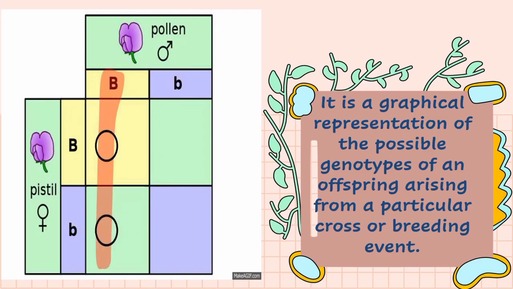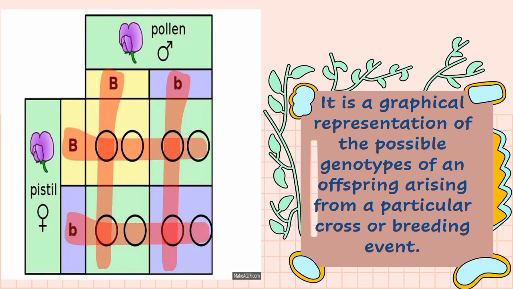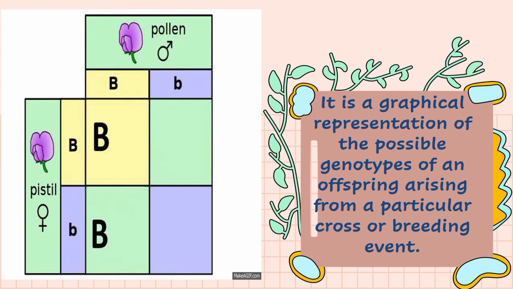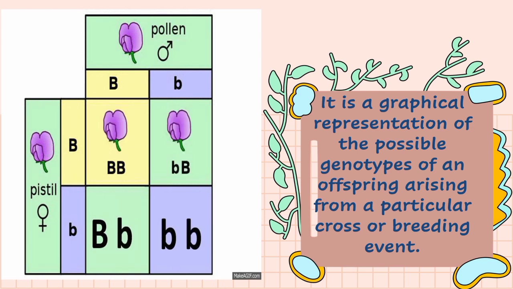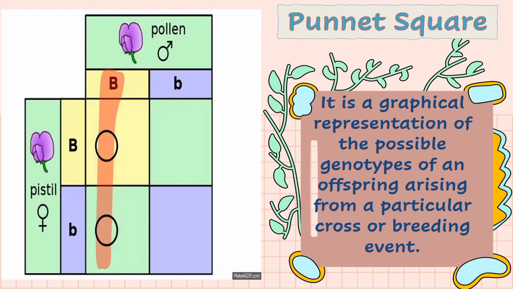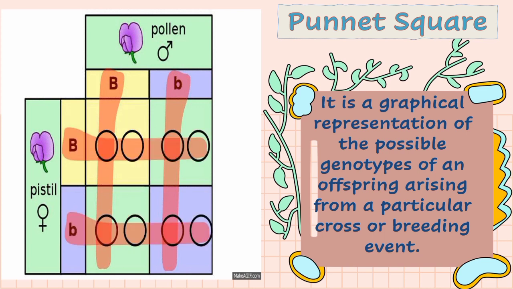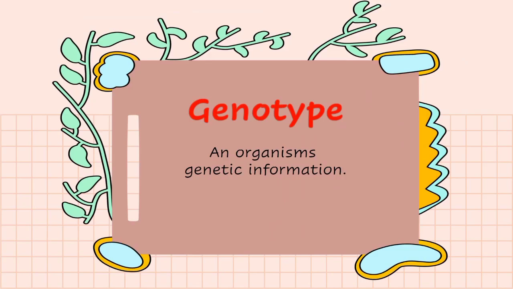It is a graphical representation of the possible genotypes of an offspring arising from a particular cross or breeding event. Do you know what that is? Yes, it is a Punnett square. The next one is the genotype. It is an organism's genetic information.